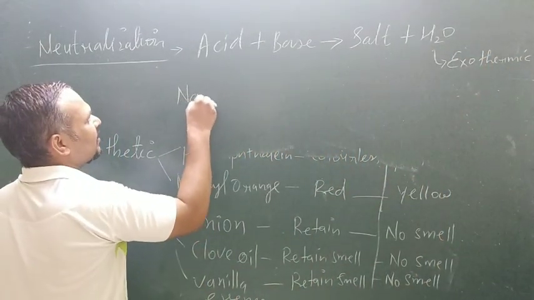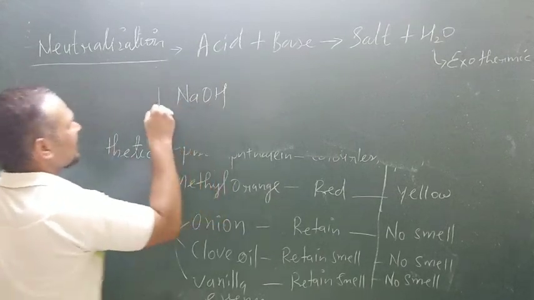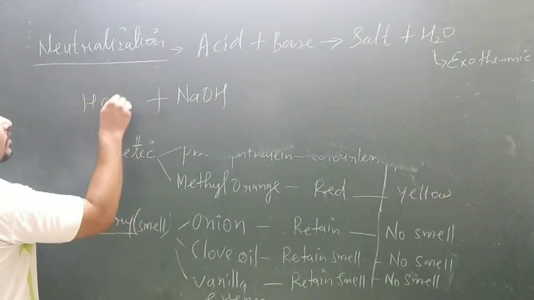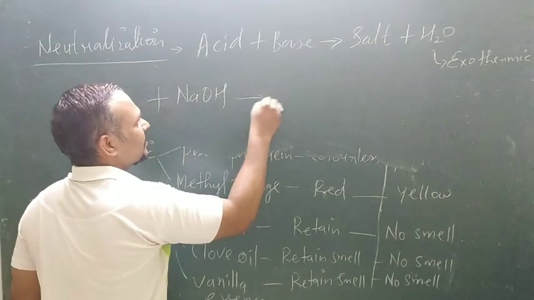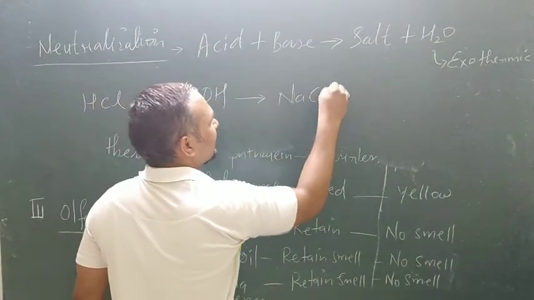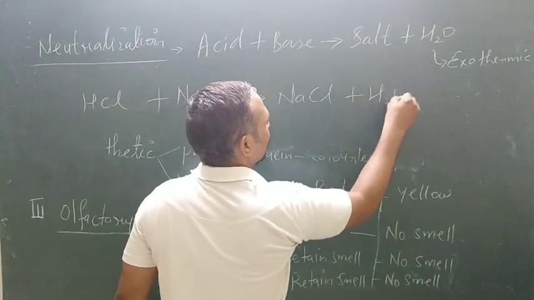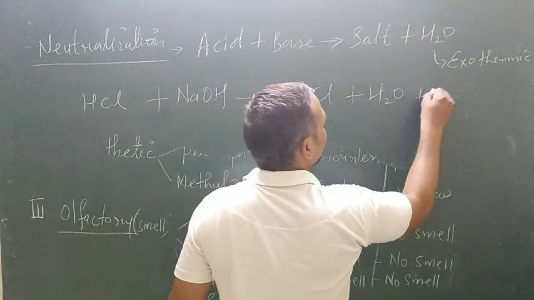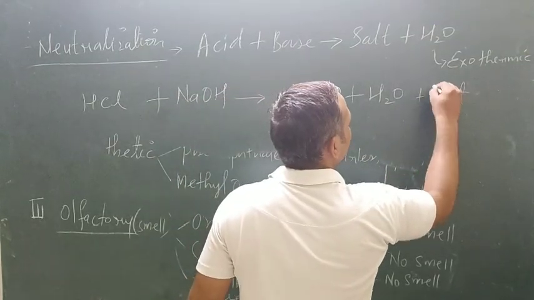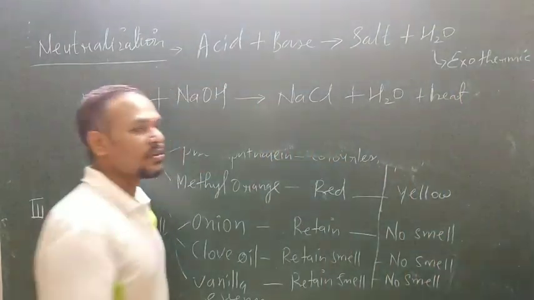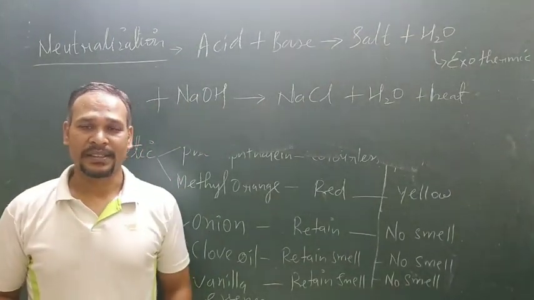Example, sodium hydroxide is a base. When added into hydrochloric acid, it gives sodium chloride plus water, right? And heat, since it is an exothermic reaction, so heat is also generated.